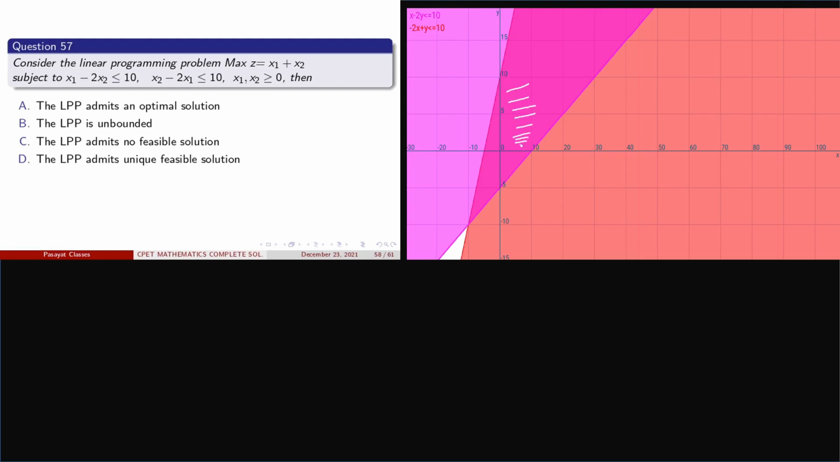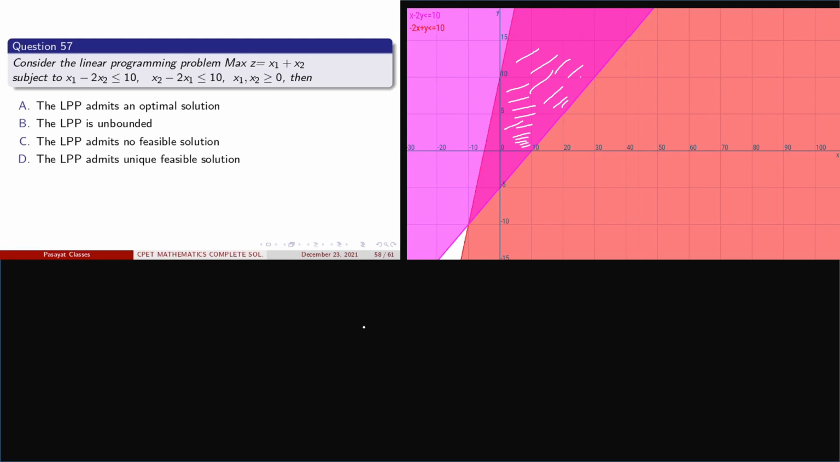Clear? And this pink region is the feasible region, because here x minus 2y less than or equal to 10 is this equation, and minus 2x minus y less than or equal to 10 is this equation. So here the options are: the LPP admits an optimal solution. Here observe that there is no optimal solution, and the LPP is unbounded. Obviously the LPP is unbounded because in the feasible region it never meets any point. So this is the unbounded problem. And third one, the LPP admits no feasible solution.